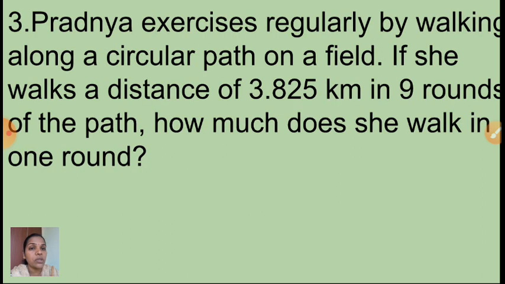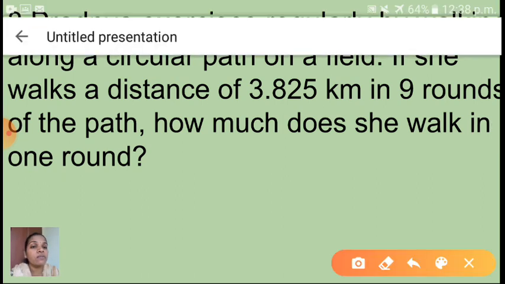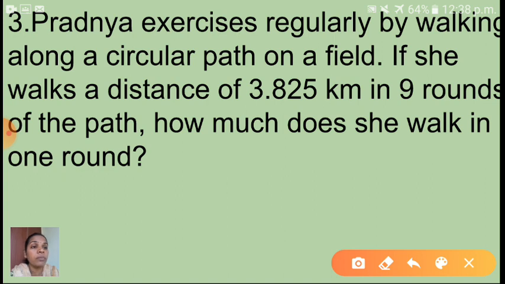Yes, the next question. Third question is, Pratnya exercises regularly by walking along a circular path on a field. Okay, again that word problem we are having. That is, one girl exercises regularly by walking along a circular path on a field. If she walks a distance of 3.825 kilometer in 9 rounds of the path, how much does she walk in one round?